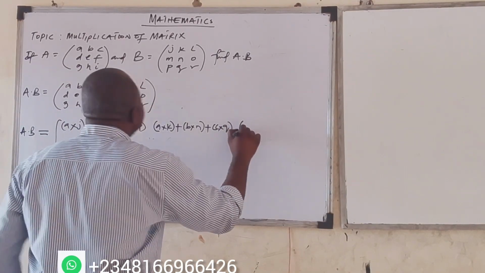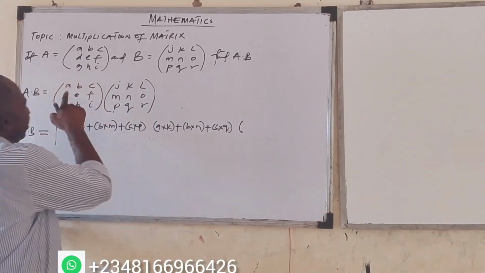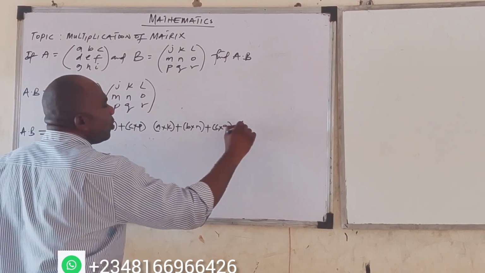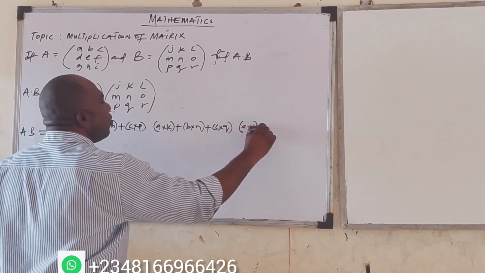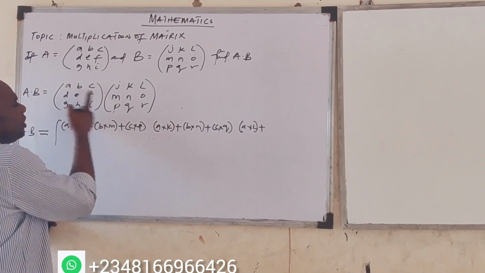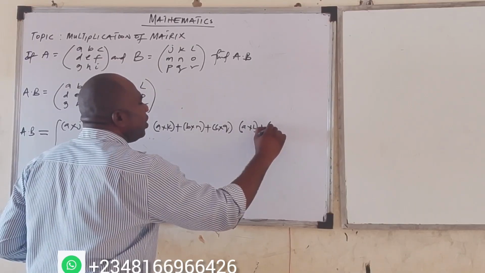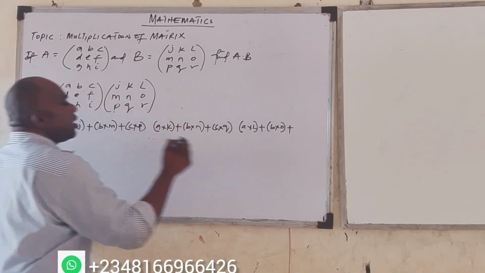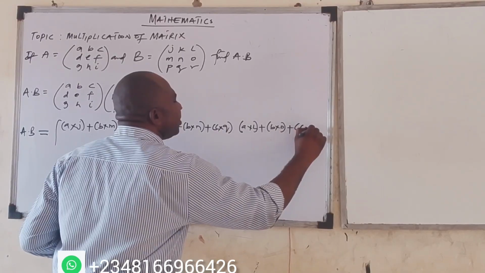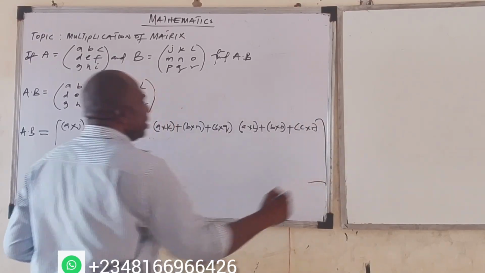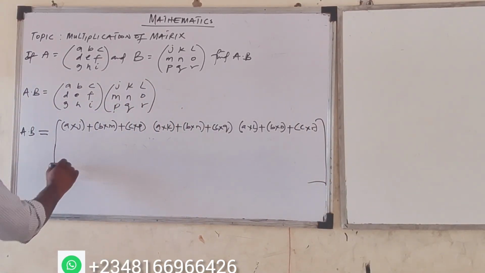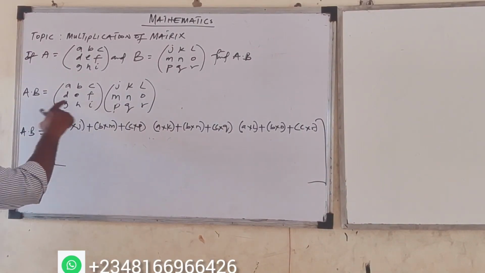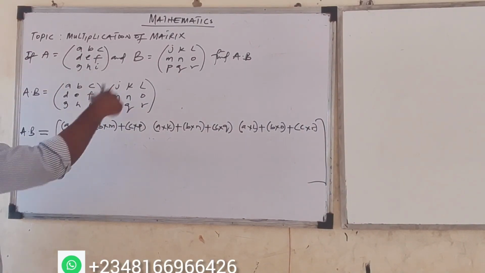Here we have A times L plus B times O plus C times R. Now let's go to the second row, and you repeat the same thing.